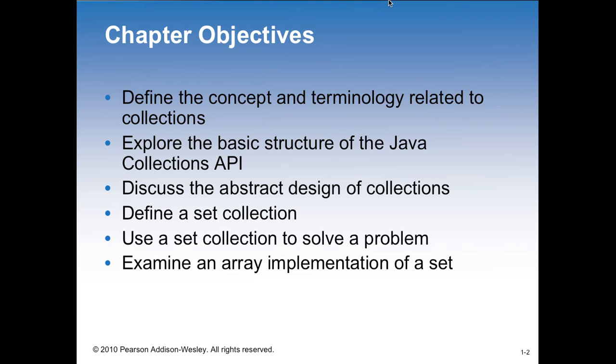And it's a little easier to relate it to in terms of something that you're going to understand, hopefully. So what's the objective of this particular chapter? Well, it's to define the concept of what we're talking about in terms of collection, what a collection is, why we want to use it, what it's designed for. Explore the basic structure of the Java Collections API, which is great because we have an entire API where we can create instances of collections and not have to worry about manually reinventing the wheel.